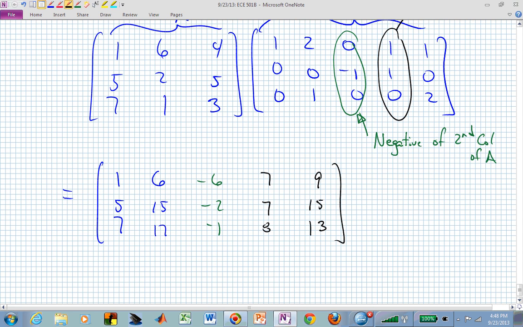If you wanted to, you could look at it the other way. If I was living in the row space of this AB product, then the first row in my result is going to be the first row of B plus 6 times the second row of B plus 4 times the third row of B. And if you did that, you should get this 1, 6, minus 6, 7, 9. So you could look at it in terms of rows also, if you wanted to.